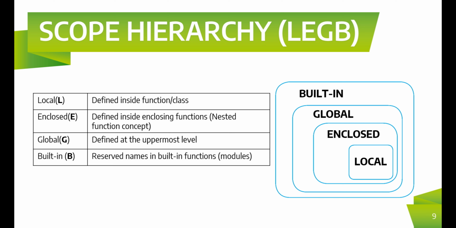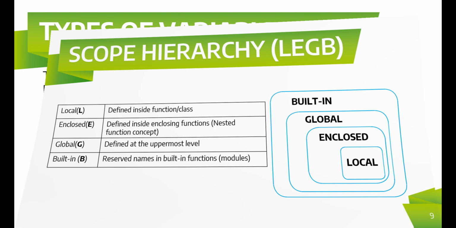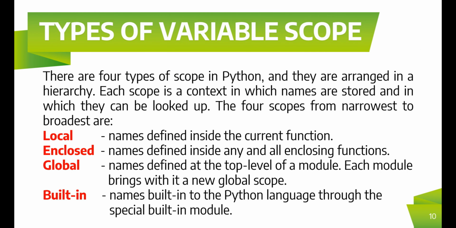L for local, E for enclosed, G for global, B for built-in. That's why we simply call the scope hierarchy the LEGB rule, right? Now in that session, types of variable scope. There are 4 types of scopes in Python, right?